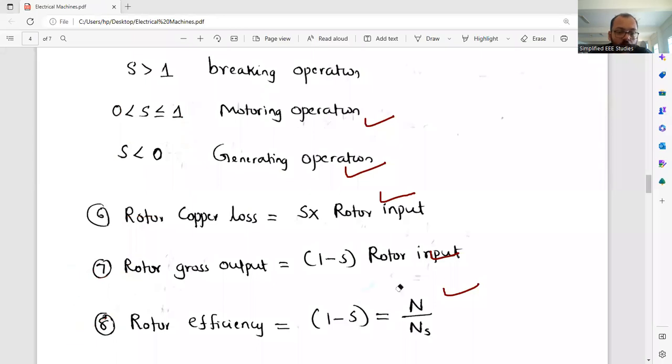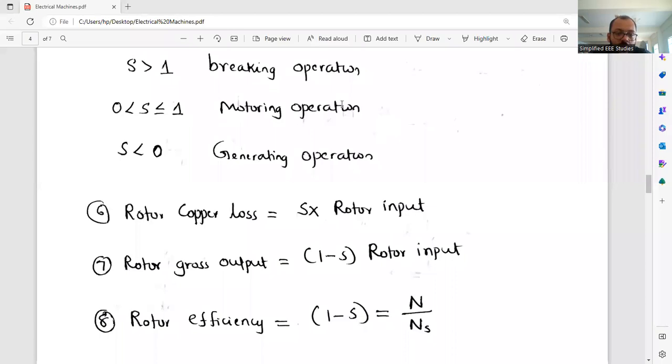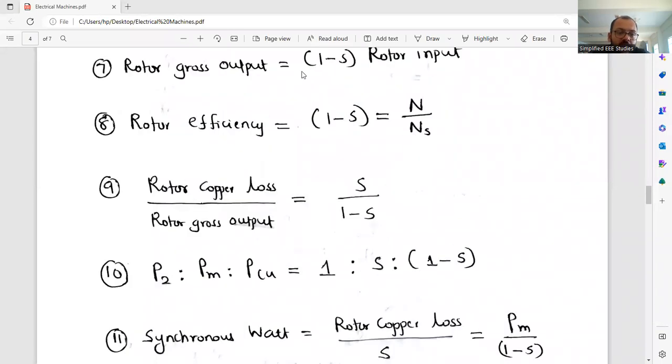Kindly note down these important points. This will be really helpful for your competitive examination. Moreover, there is one ratio that is also very important: rotor copper loss by rotor gross input, that is equal to S divided by 1 minus S. Okay, these things you can obtain from the circle diagram. When you are learning about the circle diagram, you can calculate different parameters. There is a very, very important relation, that is P2 : PM : PC is equal to 1 : 1 minus S : S, where S is known as slip. That is a very essential point.